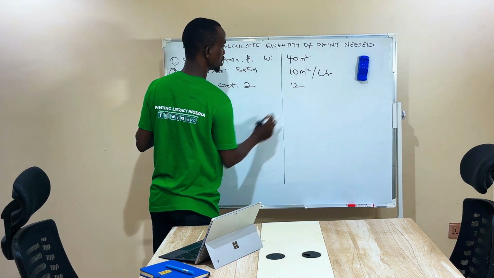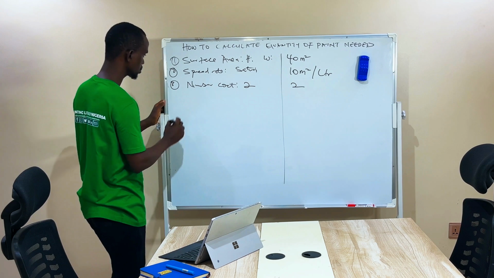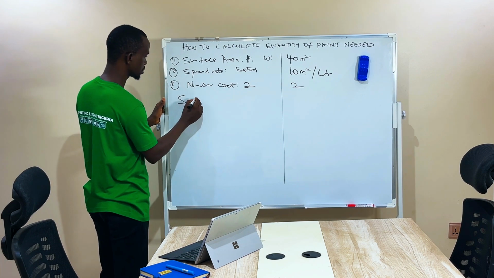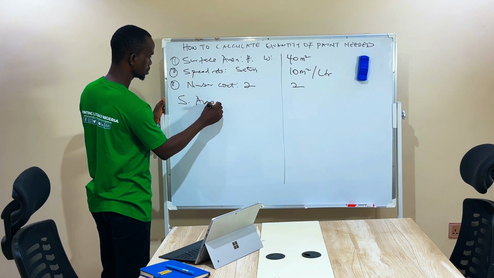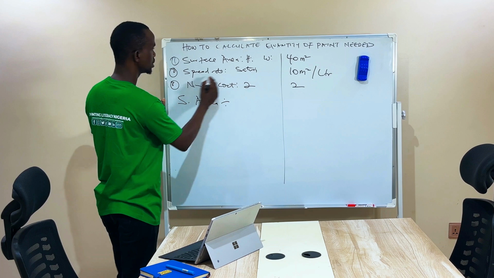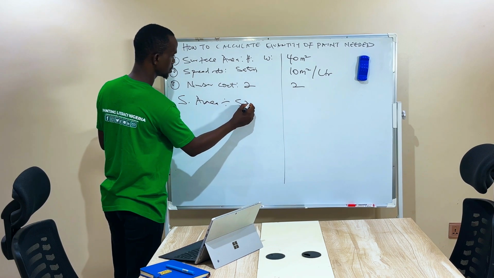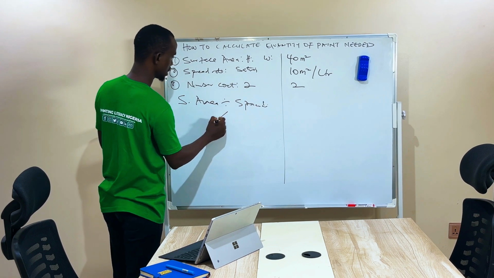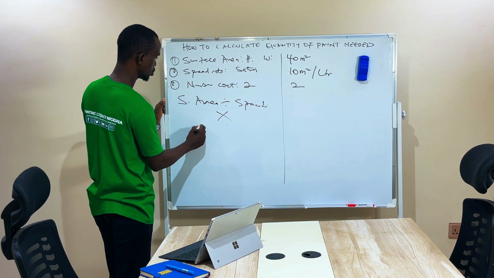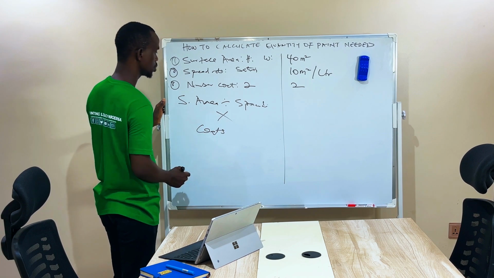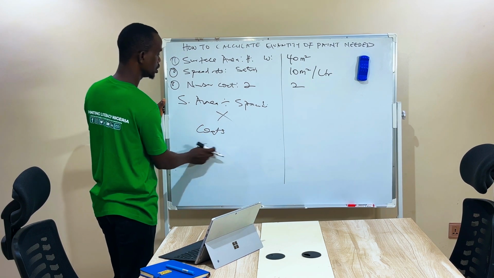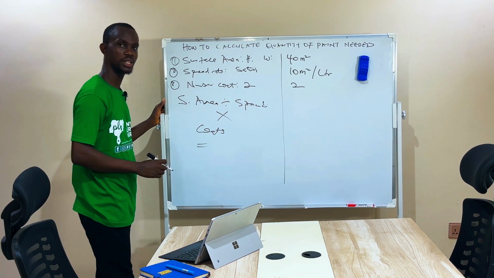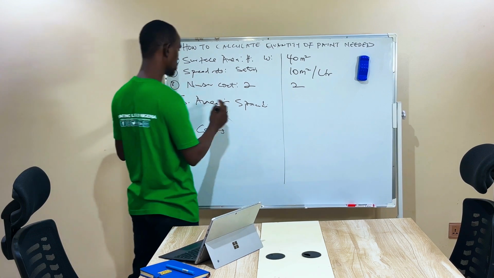Now this is the formula. Surface area divided by spread rate times number of coats will give you the total paint needed. So now let's put it in perspective.